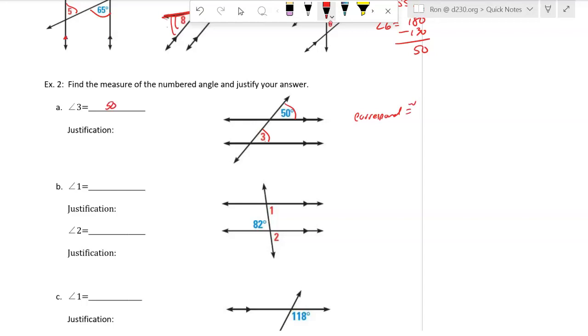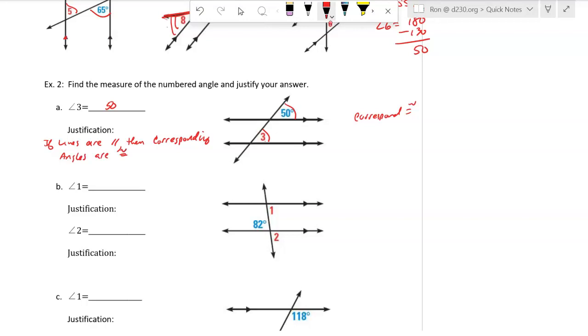Now, when they ask for justification, it's basically giving a reason. And we always start and say it the same way. We're going to say, if lines are parallel, and we can use the parallel symbol, right? Then, what kind of angles did we have? Corresponding. So we say then corresponding angles are congruent.